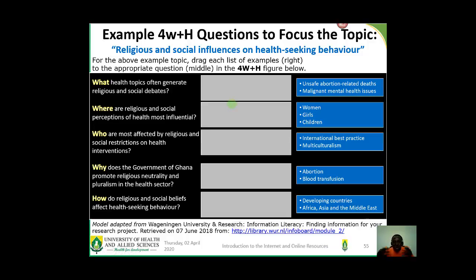So a mind map, because that is how you think around the topic. For example, the 4 W's are the what, where, who, and why, and the H is how. So based on my proposed topic, what I have said is that you should, for the above example, drag each of the list examples on the right, the ones in the blue here. You drag each of these text boxes into the middle by the side of which of the questions on the left here that they actually answer.